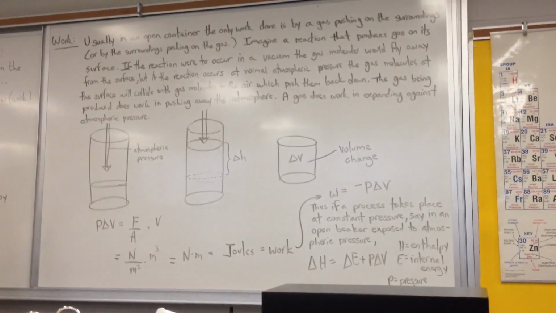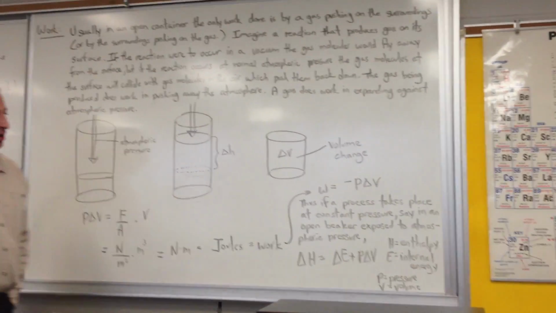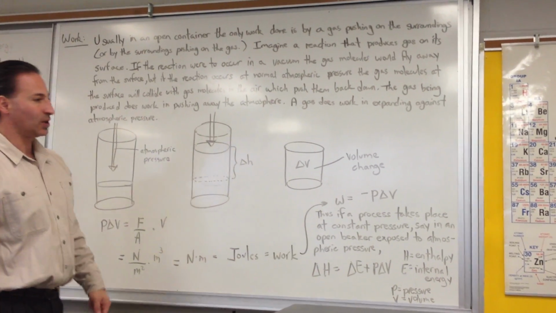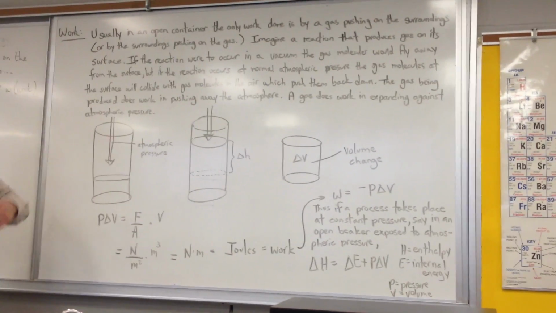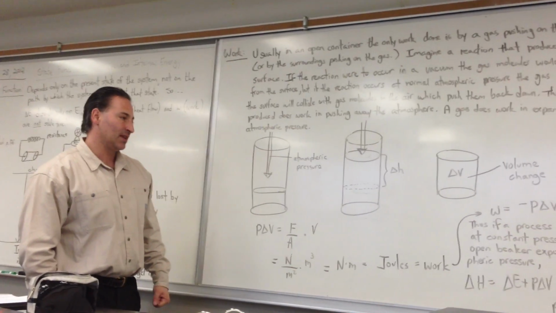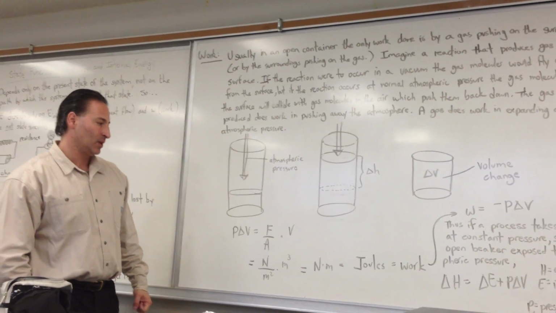Now, P delta V can also be seen as work. This is work done by the gas, and we give it a negative value because the work is being done by the system on the surroundings. So the sign convention tells us that's a negative amount. That's negative work being done by the system.